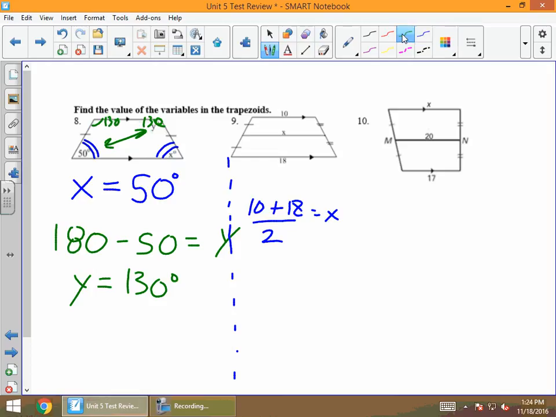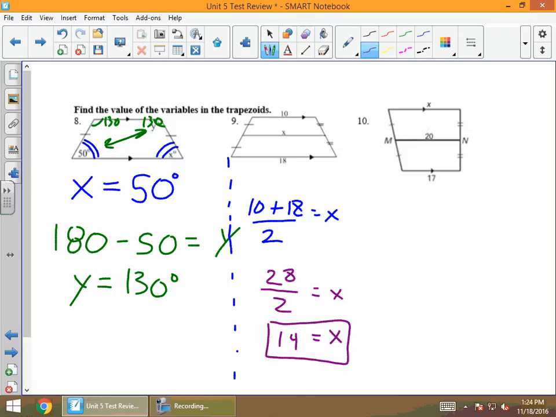Well, what is 10 plus 18? 28. And 28 divided by 2? So that middle segment is 14. Top plus the bottom divided by 2, like finding the average.